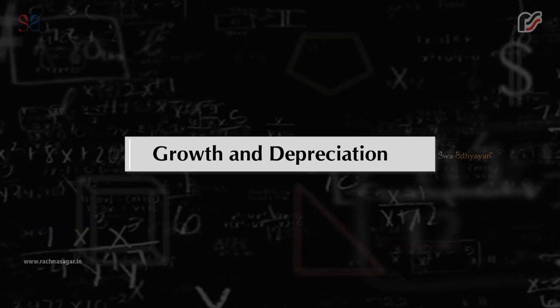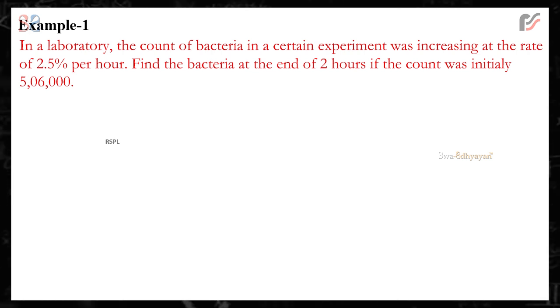Growth and depreciation. Example 1. In a laboratory, the count of bacteria in a certain experiment was increasing at the rate of 2.5% per hour. Find the bacteria at the end of 2 hours if the count was initially 5,06,000.